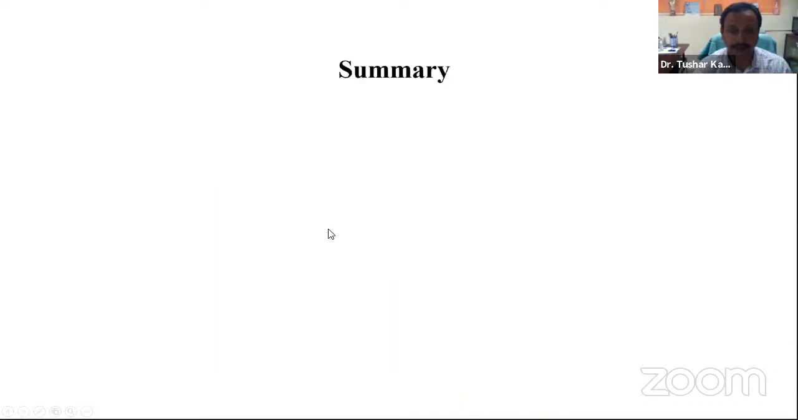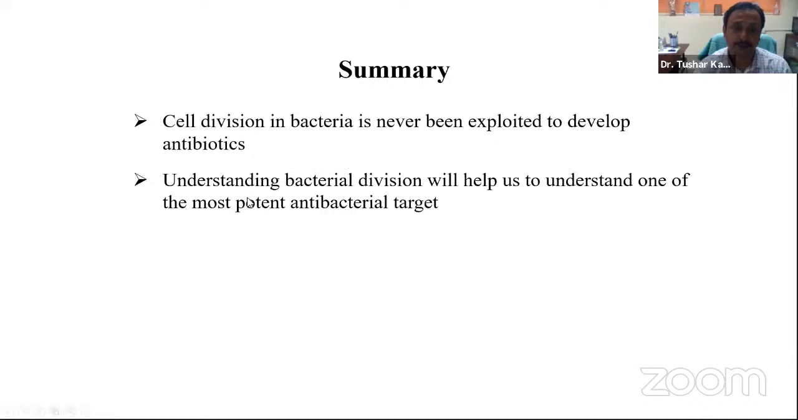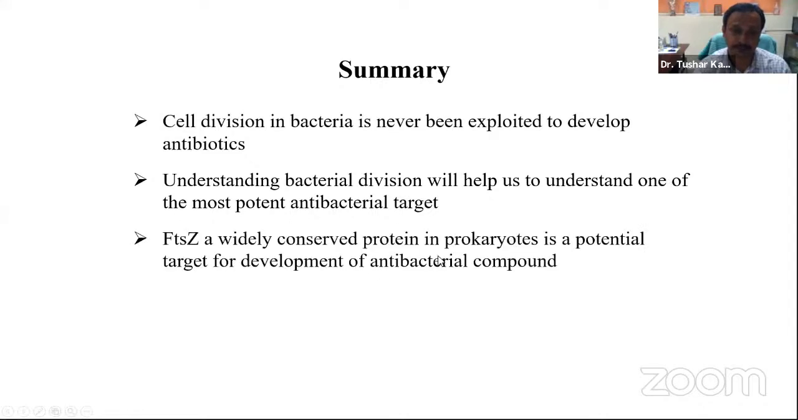With this, I'll summarize my talk: cell division in bacteria has never been exploited to develop antibiotics. Now people are doing it. That's why understanding of bacterial division will help us to understand one of the most potent antibacterial targets. And FtsZ, a widely conserved protein in prokaryotes, is a potential target for development of antibacterial compounds.